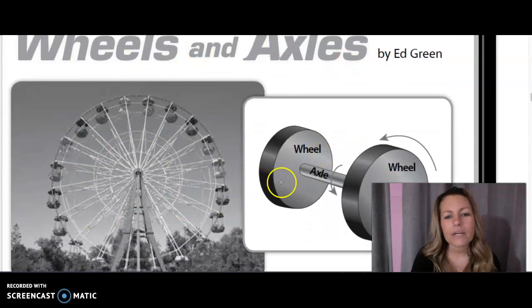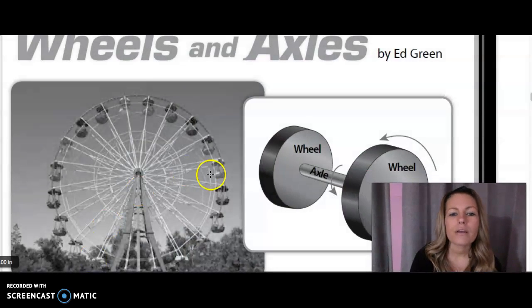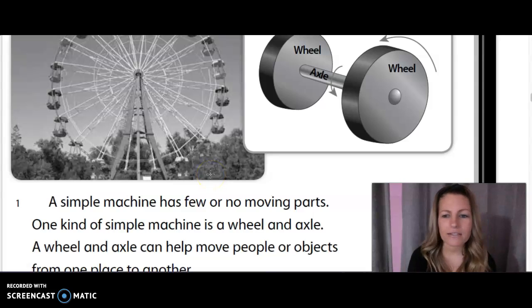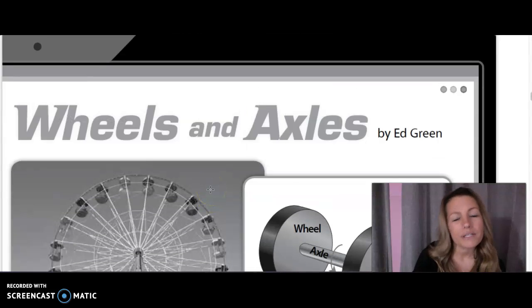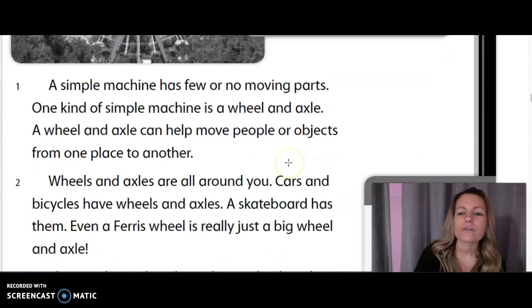Now, I know that we already read this story, but I'm going to read it again today, because we are going to do some writing about this story. This story is a nonfiction text, and nonfiction means that it is a real story about real things. And what is it about? It's about wheels and axles.